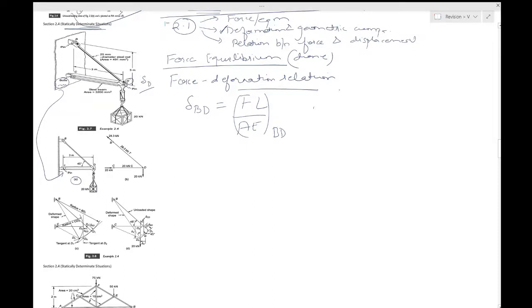Similarly, you will be able to write delta CD, and this you should be able to write as FL by AE for CD. So you will have to find the values of modulus of elasticity from the table for bar CD and bar BD. They are of the same steel rod. Steel rod is mentioned for you. So you can choose any value which is given in the table.